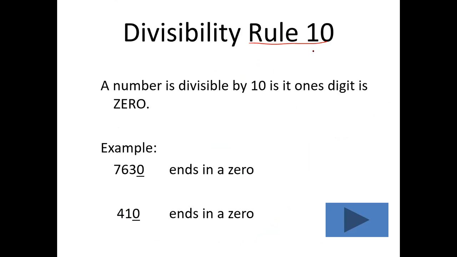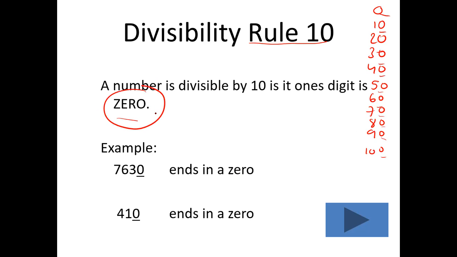Which numbers are in table 10? You know table 10, all of them end with what? With 0. Look at table 10. 0, 10, 20, 30, 40, 50, 60, 70, 80, 90, 100, and so on. The ones digit in all is just 0. We have only one choice. It has to be 0. So if the ones digit is 0, it's divisible by 10.